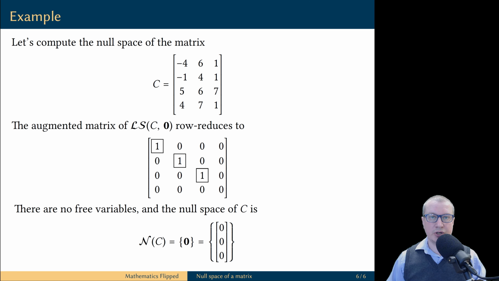Let's make a couple of general observations. First of all, we know that every homogeneous linear system is always consistent. Therefore, it has either a unique solution, which is the trivial solution, the zero vector, or infinitely many solutions. Since the null space of a matrix is a solution set to a homogeneous linear system, it means that the null space of a matrix is either only the zero vector, or it is an infinite set, which in particular includes the zero vector.